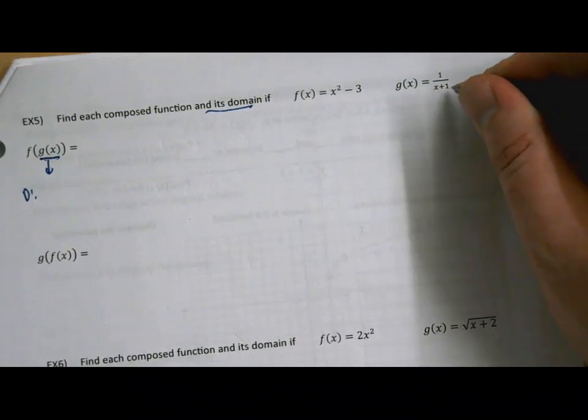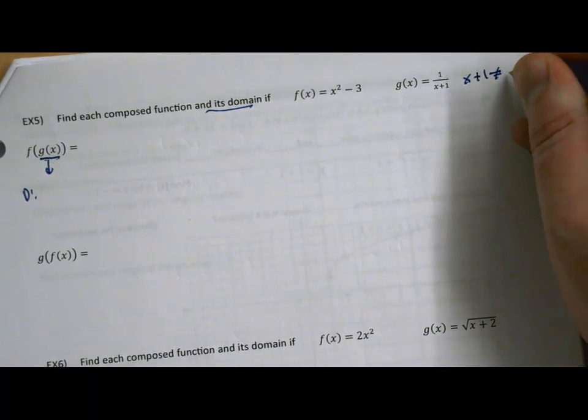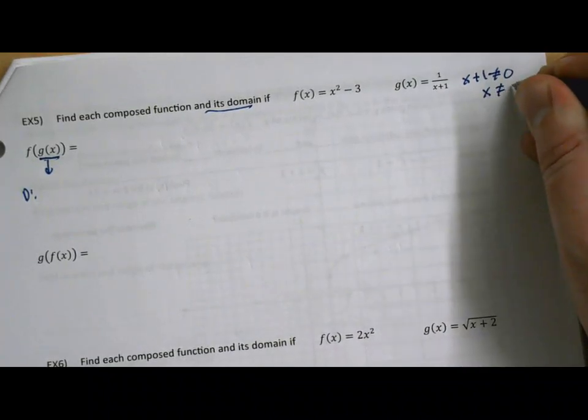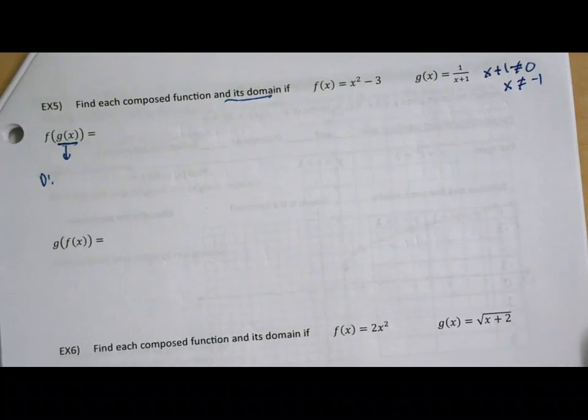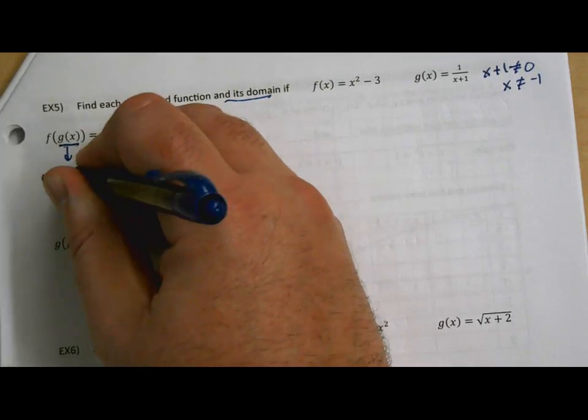And what do we notice about g of x? Ooh, it has a denominator. And the denominator of a function must be not equal to 0, which means x cannot equal -1. All right, so the domain for just g of x is x not equal to -1.